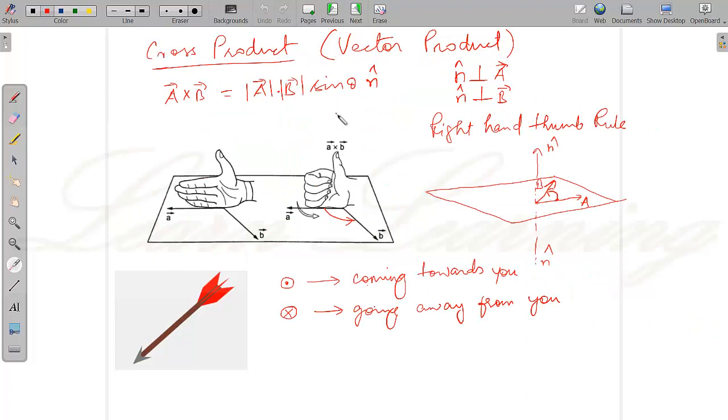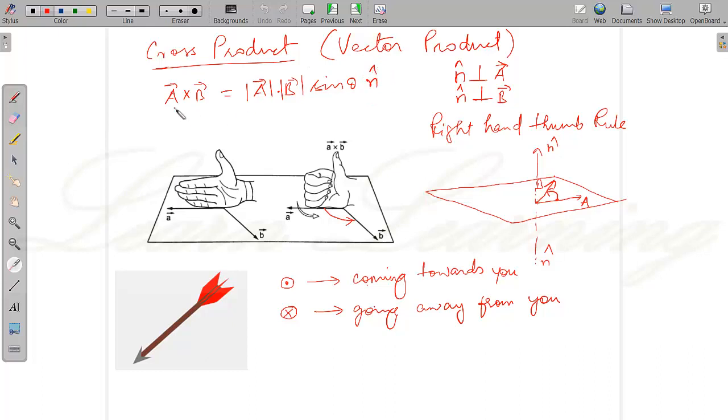Okay. Now we'll see what the cross product is. The result you get from a cross product is a vector quantity, which means it is going to have a direction. That is why it is also called the vector product. So how do we get that? A cross B vector gives you the magnitude of A times B times sine theta times n cap, a unit vector, which is representing a direction.